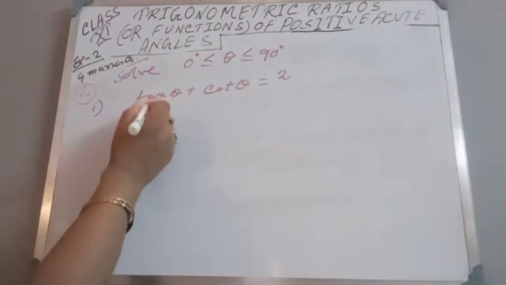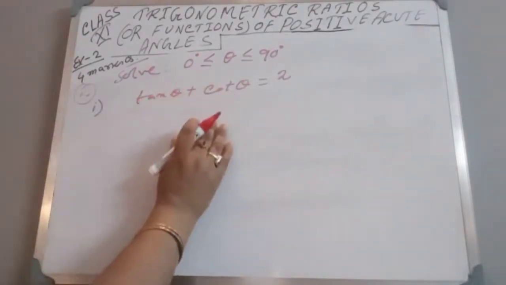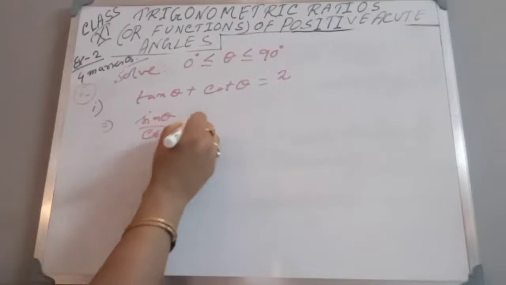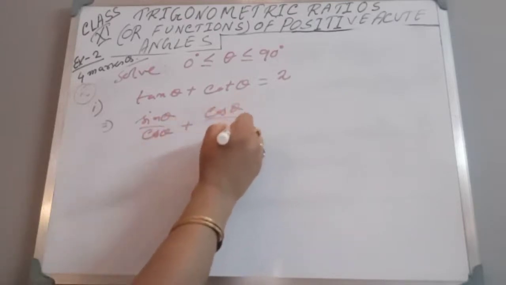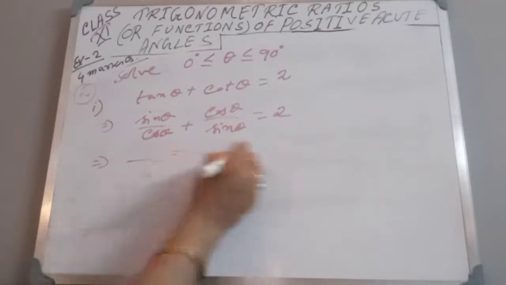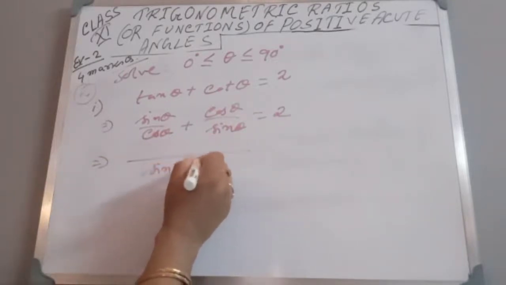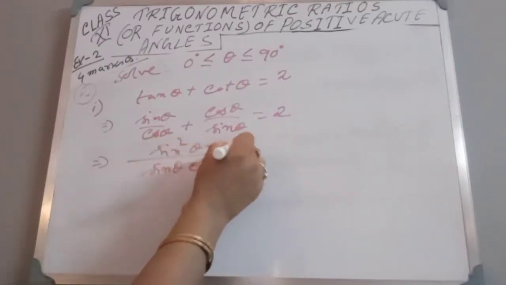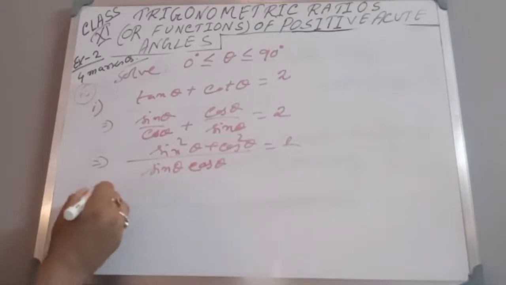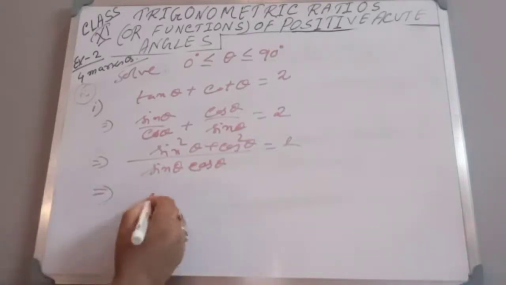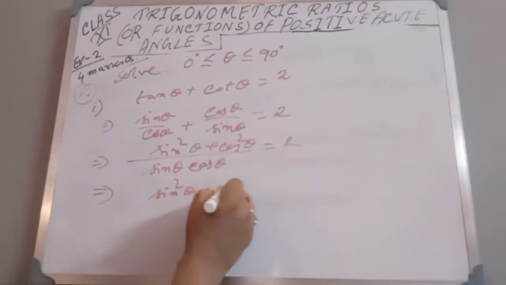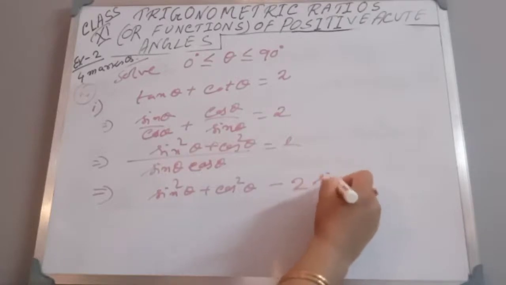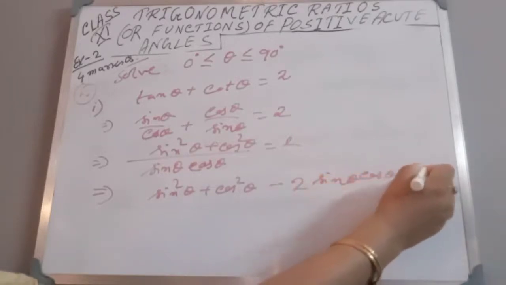Very simple. Now tan theta and cot theta, both we have to represent in terms of sine and cos. Then we will write sin theta by cos theta plus cos theta by sin theta is equal to 2. Now do the LCM. What will we get here? Sin theta cos theta, and here it will be sin square theta plus cos square theta is equal to 2. Then sin square theta plus cos square theta equals 2 sin theta cos theta. Take it to the left side, then it is coming minus 2 sin theta cos theta is equal to 0.